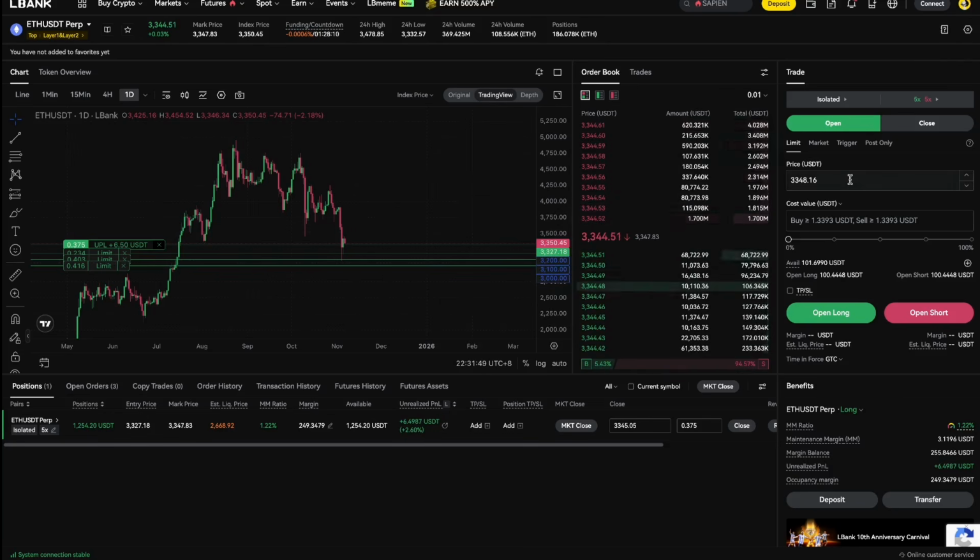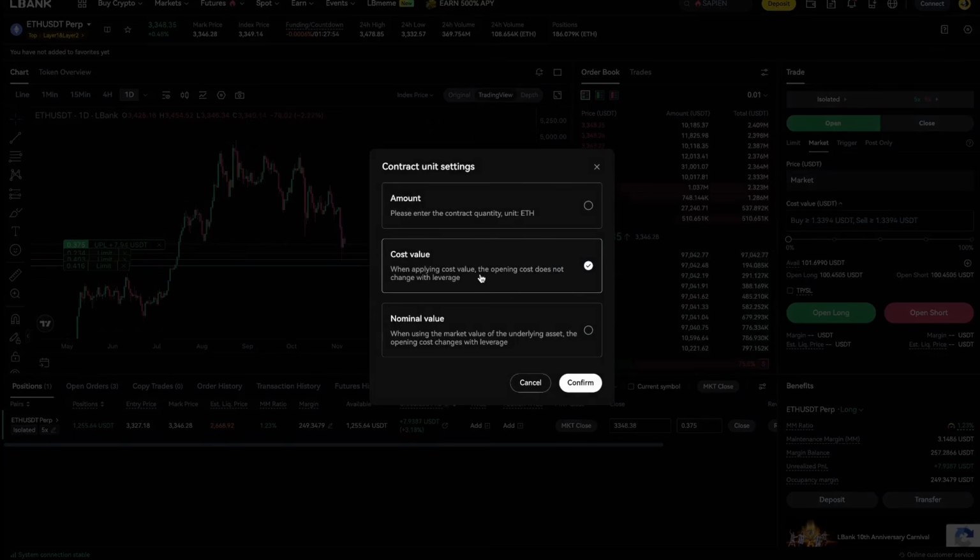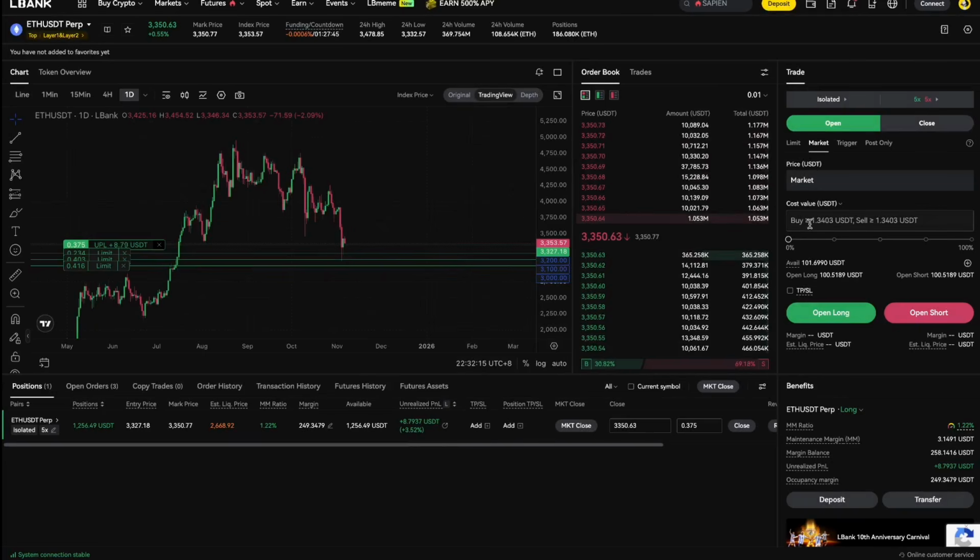Having said that, we can enter our position, because now I'm going to place a market order first, and a market order is going to get placed immediately. That is what a market order is, and also for that you pay more fees than for example a limit order. I always use the cost value function here, because the amount and nominal value always confuse me a little bit, so I choose the cost value function most of the times.